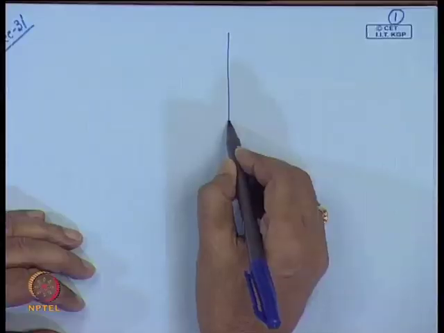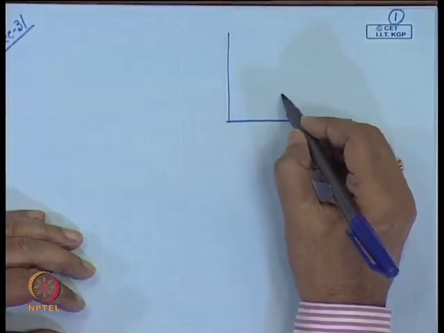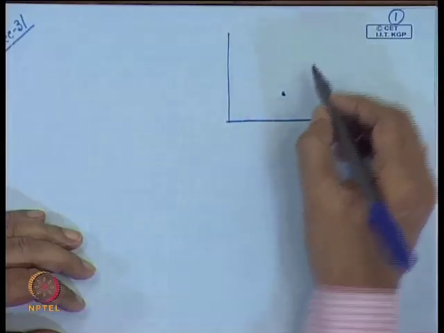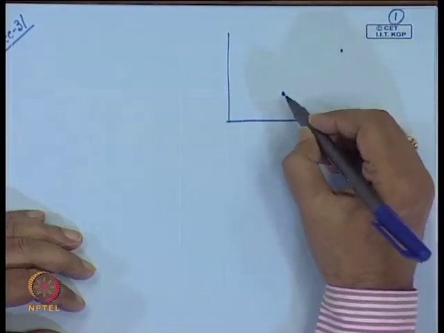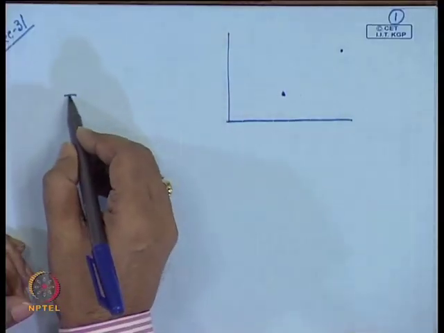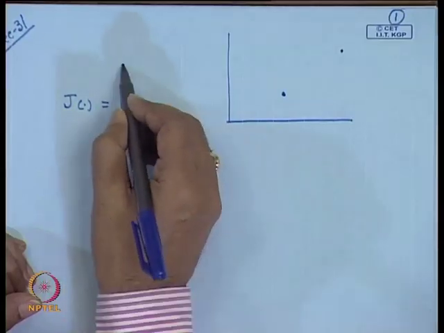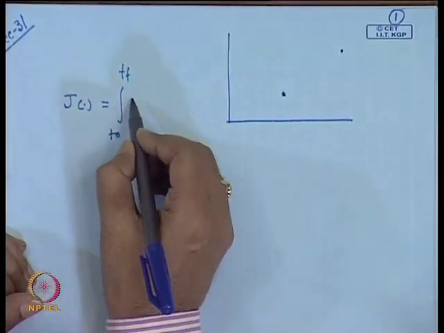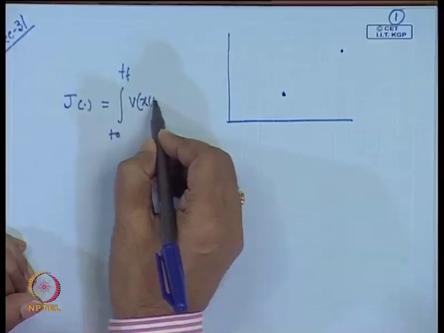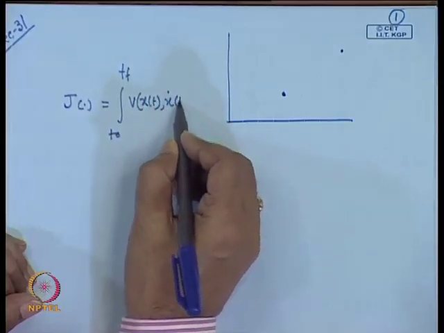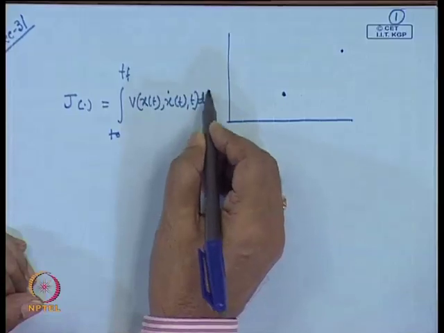So last class we discussed how to optimize a functional. A functional is nothing but a function of a function. If you recollect, our problem is that A is a point and B is another point. Then our problem is to minimize J, a functional, which is expressed mathematically as the integral from t0 to tf of V(x(t), x dot(t), t) dt.